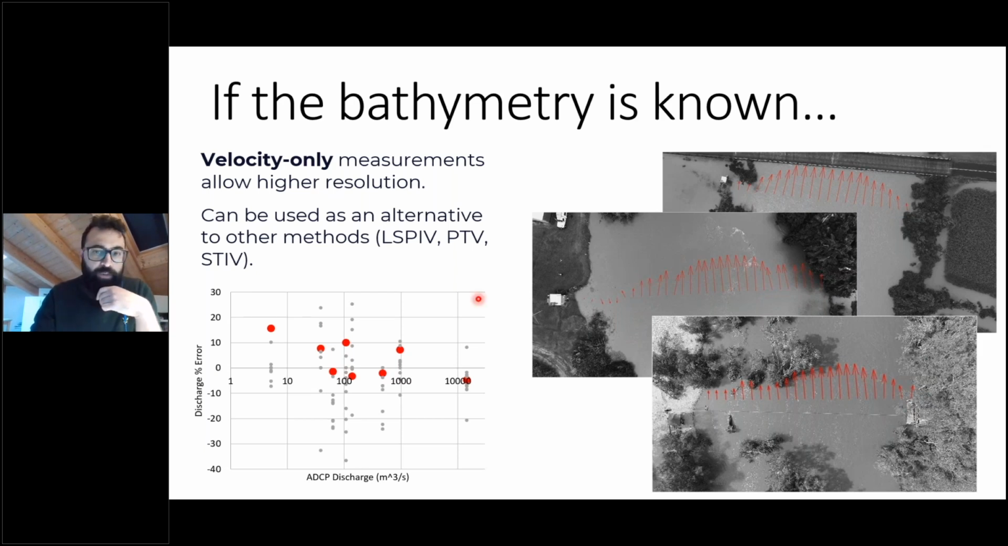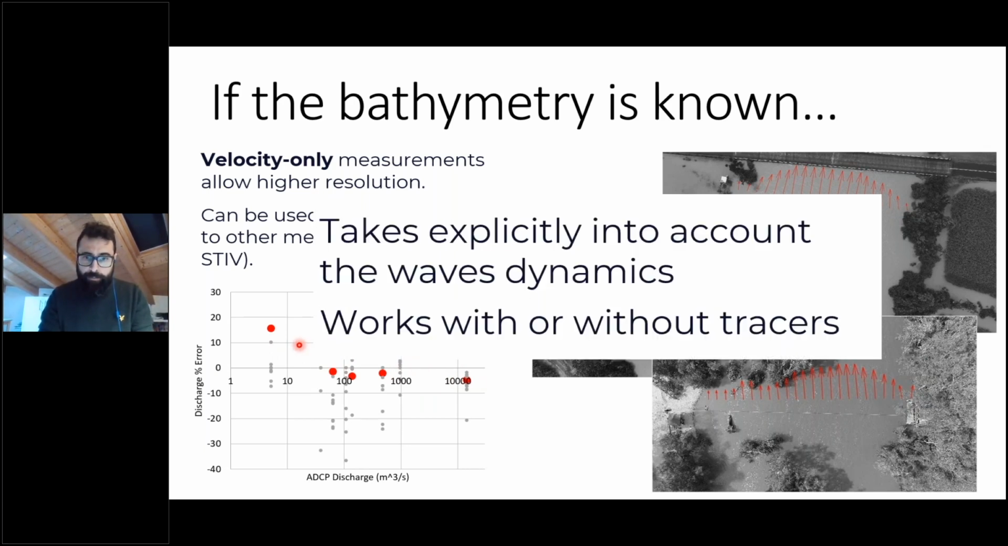So as we would do with LSPIV or PTV or STIV. We took part in an inter-comparison study in 2020, and our method was working fairly well compared to the others as well. But with the advantage that it doesn't need tracers, and when it doesn't use tracers, it takes explicitly into account the dynamics of the waves. So we expect this to be more robust when there are no tracers and when there are visible gravity waves, especially.